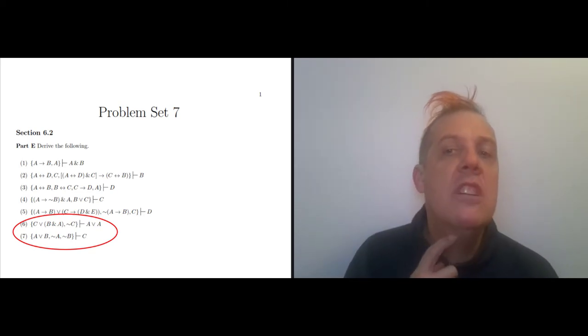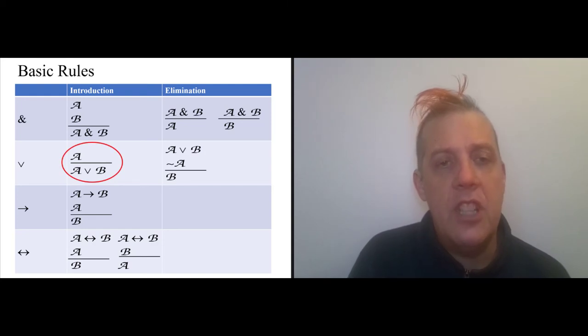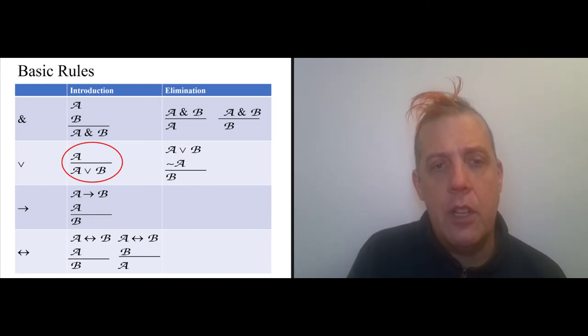Well, here's a hint. When you're looking at your rules, there is only one rule that allows you to introduce a new letter, and that's OR introduction. OR introduction allows you to introduce letters that weren't in the system before. So that's an important hint.